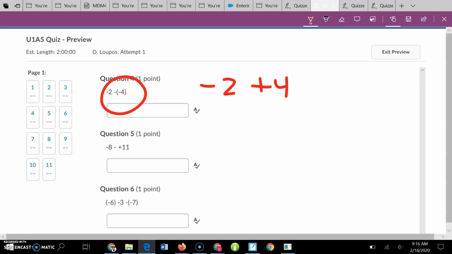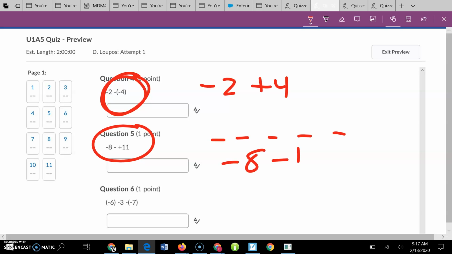Here you have no bracket, but it's the same thing. It's just another way to write it. I think this is preferred with the bracket, but you can see this. You might have signs side by side by side. If you do see that, you're going to have to deal with those two signs, and you get minus 8 minus 11, and then minus 19 from there.